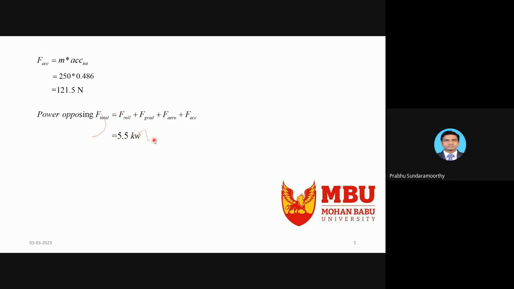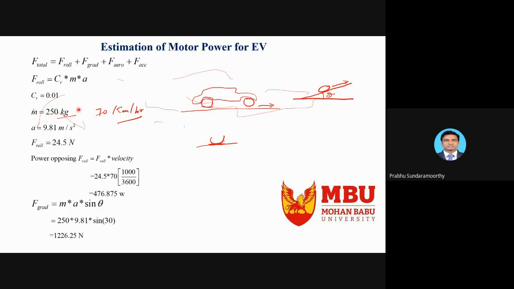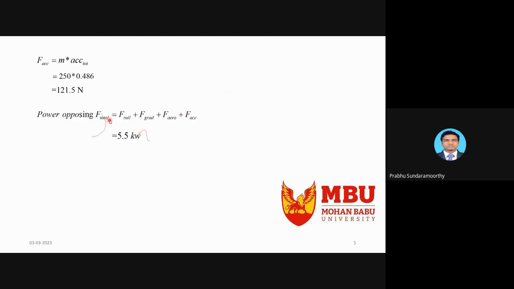Okay, so this is the power required which has to be designed for an electric vehicle. If I want to design an electric vehicle for a weight of 250 kilograms, right? So at the beginning I have considered the mass of the vehicle to be 250 kilograms, and the speed I consider is 70 kilometers per hour. And if that is the case, the power rating of the motor is 5.5 kilowatts, right?